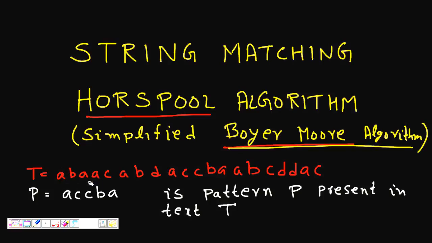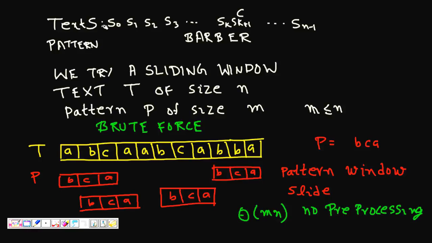So let's see what string matching is. You will be given a text, like the text A B A C A B D A C C, something like this, a big string. You will also be given a pattern. With this pattern, you have to find: is this pattern present in this string or not? So this is the idea. The text is S0, S1, S2, S3 till Sn minus 1.